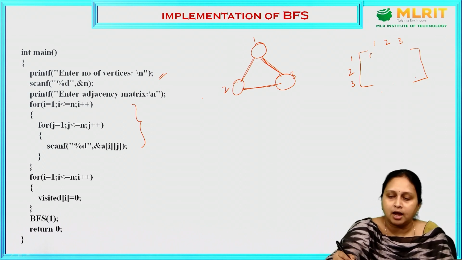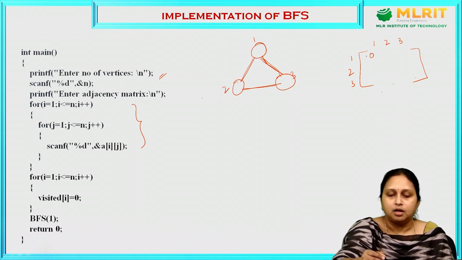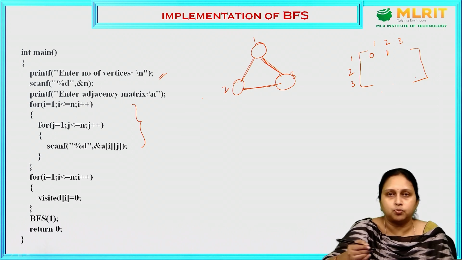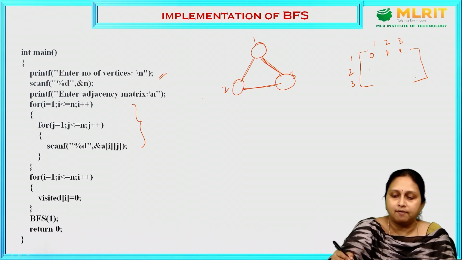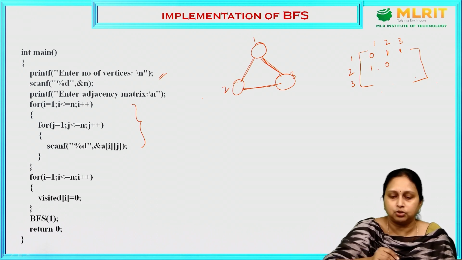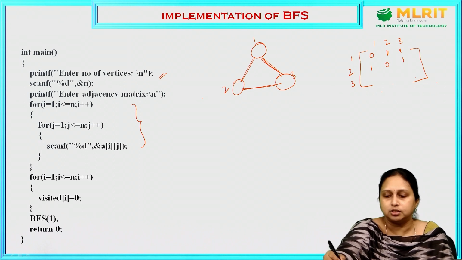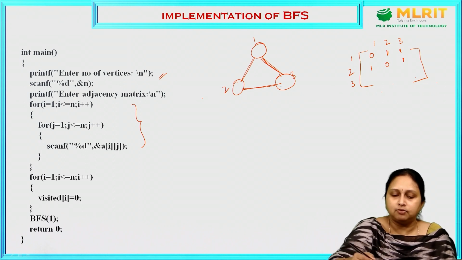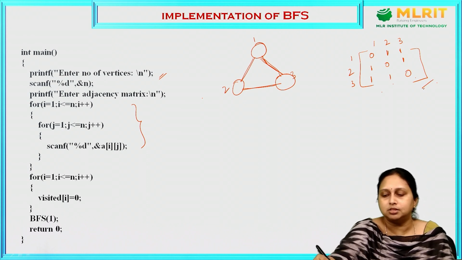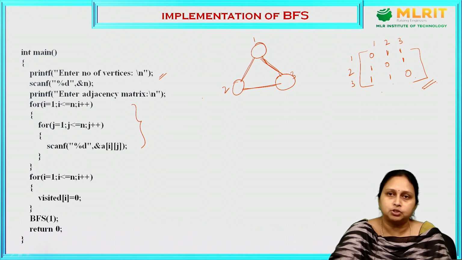Now for 1,1 you don't have any self loop, that is 0, and for 1,2 you have an edge, that is 1. For 1,3 you have edge 1. For 2,1 you have an edge 1. For 2,2 you don't have any self loop, that is 0. For 2,3 you have edge 1. And 3,1 you have an edge 1. For 3,2 you have an edge 1. For 3,3 you don't have an edge. This is an adjacency matrix which we are going to read.